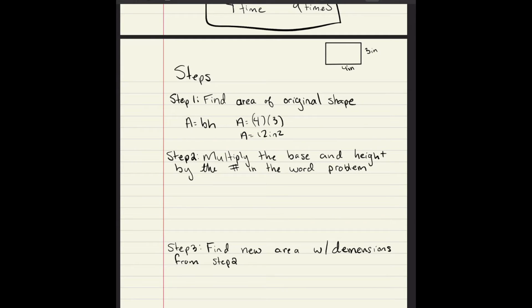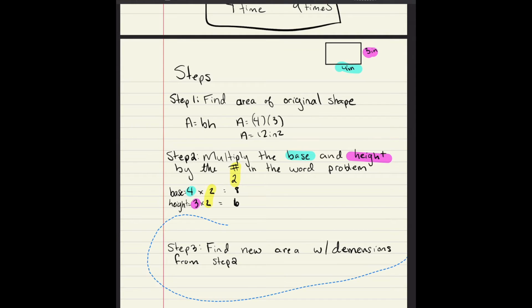Alright, step 2 is multiply the base and the height by the number in the word problem. So the first number in our word problem was 2. So I'm going to multiply my base, which is 4, times 2, and my height, which was 3, times 2. So 4 times 2 is 8, and 3 times 2 is 6.